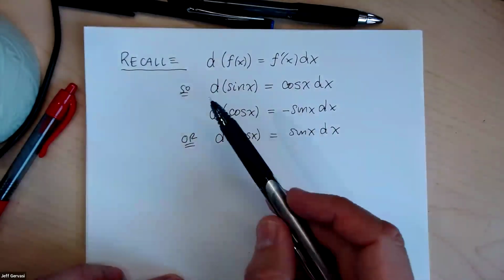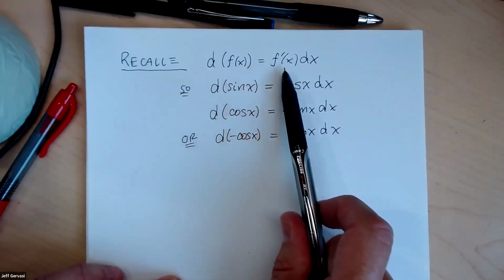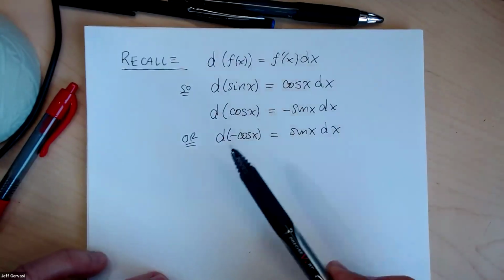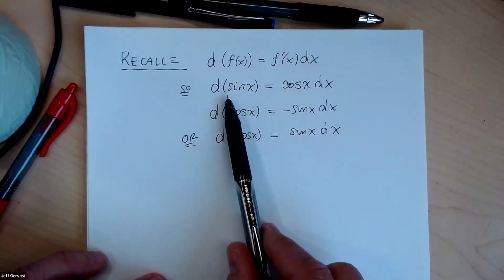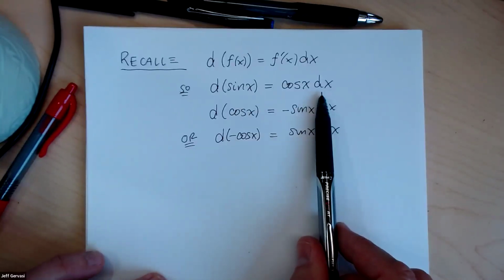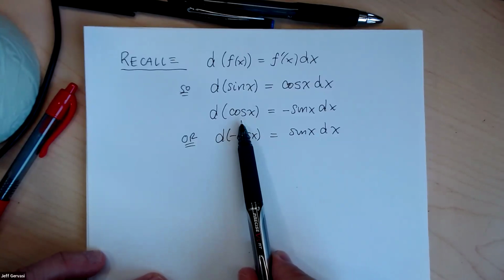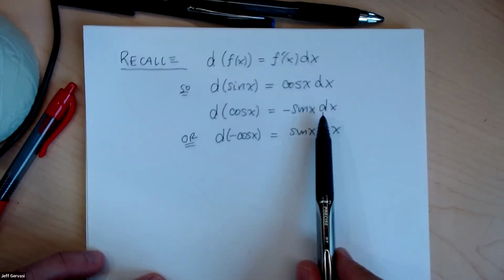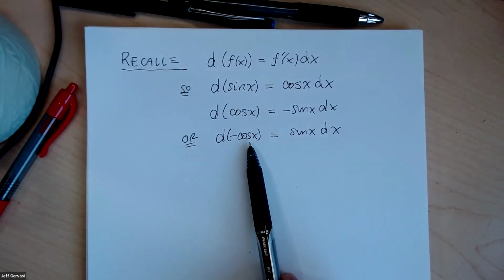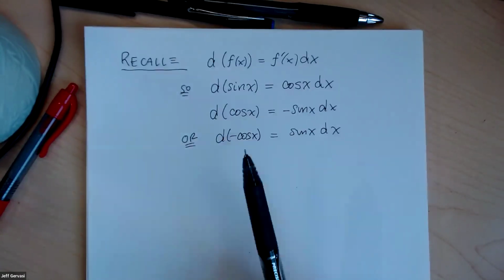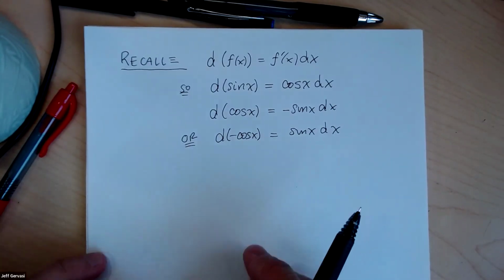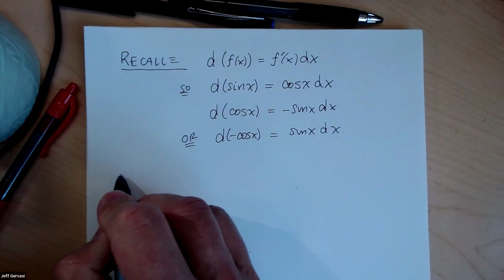Remember, we defined the differential of a function to be equal to the derivative of the function times dx. Okay, so I put down a few of them right here. The differential of the sine of x is equal to the cosine of x dx. The differential of the cosine is minus the sine of x dx. Or notice I wrote it another way, everyone. The differential of minus the cosine of x is equal to the sine of x dx. Okay, so what does this have to do with the work that we're going to do now? Well, here's some examples. Let me show you.